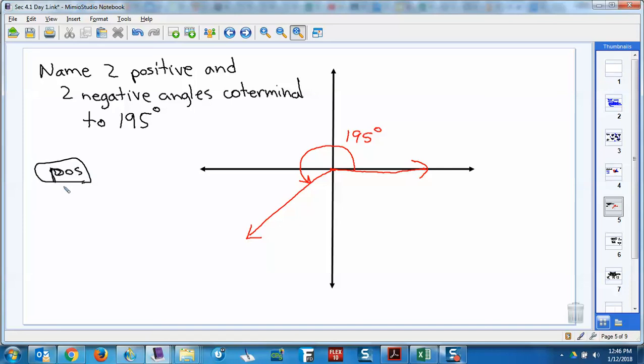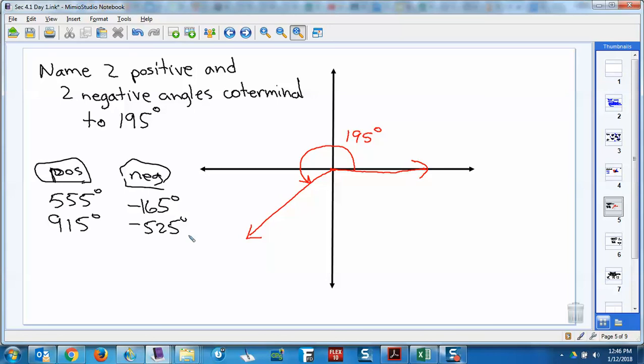Okay, what are two positive angles? 555. What else? 915. Negative? Negative 165. Negative 525. How hard is that? Not hard at all. Okay, and obviously as we get into trig, we need that. Are those right?